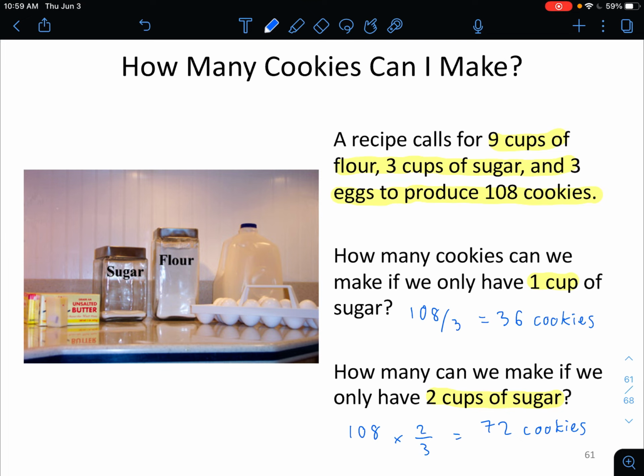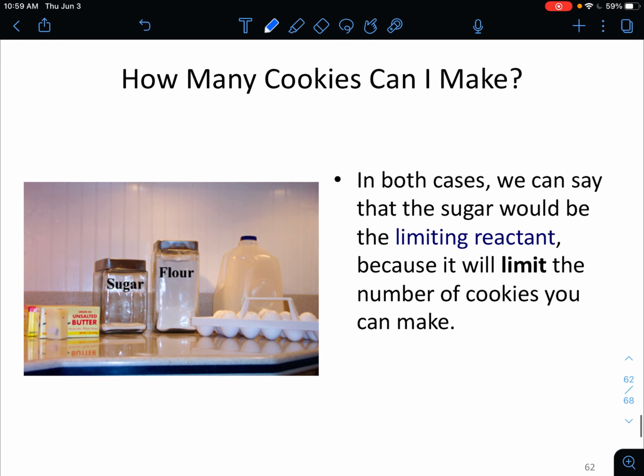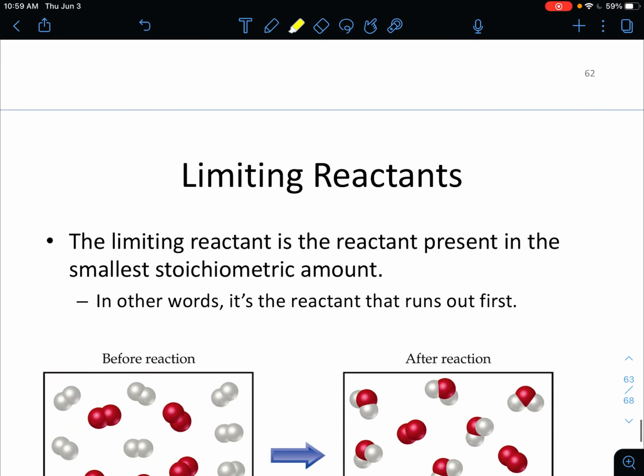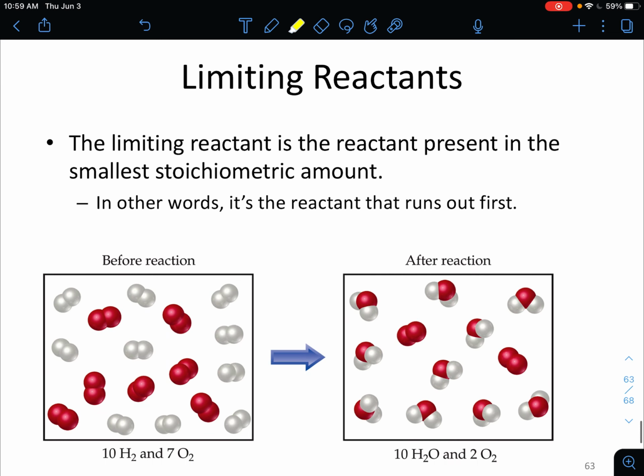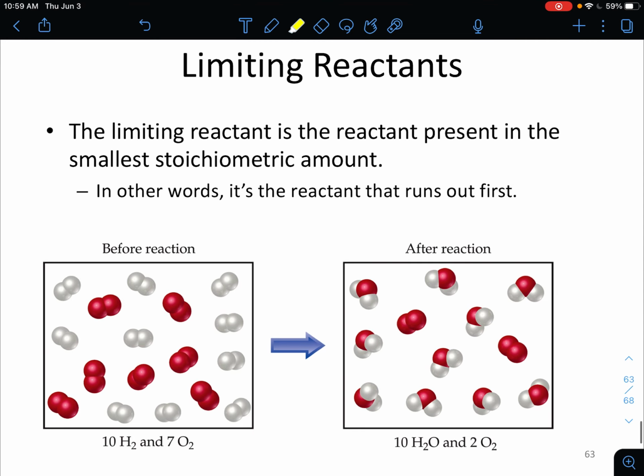So that's just the concept, right? Identify what's going to run out first and then figure out how that's going to restrict the amount of product we're able to make. In terms of terminology, we would say that the sugar is the limiting reactant because it limits the number of cookies you can make. So relative to the balanced chemical equation, whatever runs out first, that's what we describe as the limiting reactant. And on the other side, whatever we have extra of is called the excess reactant.